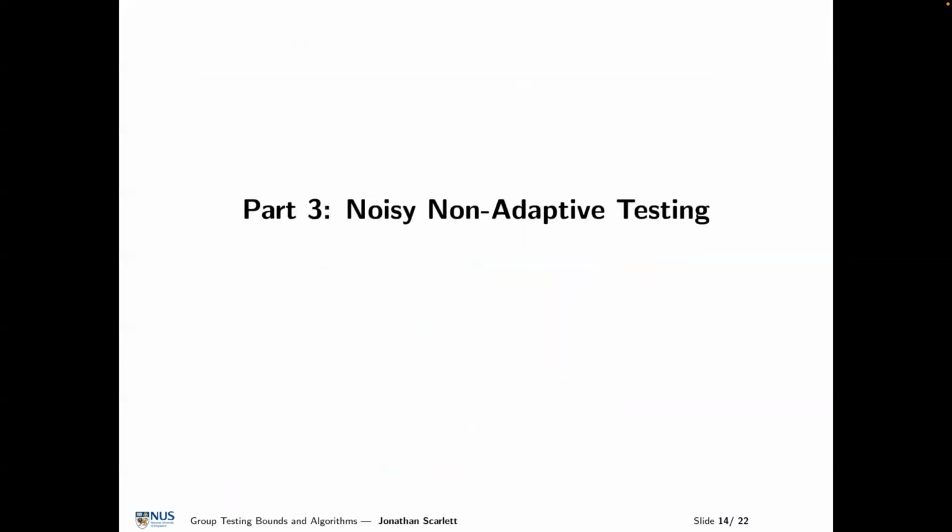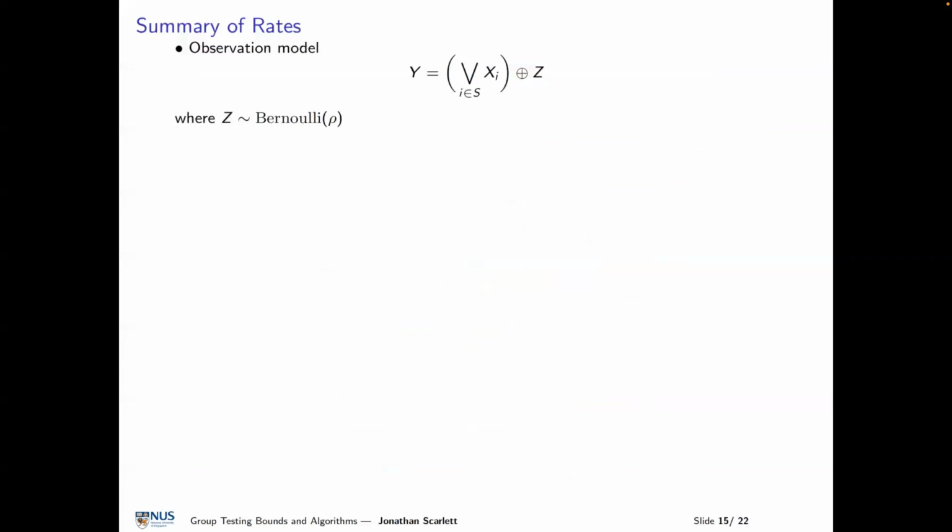So next is noisy and non-adaptive. I'll go for 10 more minutes or so. I'll just show you the simplest noise model. Simplest noise is where, instead of this OR operation, you get the OR, but then it gets flipped with some probability, I'll call it rho. So think of rho as a small constant, like 0.05. So every noiseless test gets flipped with probability 0.05. This may not be the most realistic because it may not be symmetric, or it may depend on how many defectives are in the test, but this is a reasonable starting point to keep things simpler.